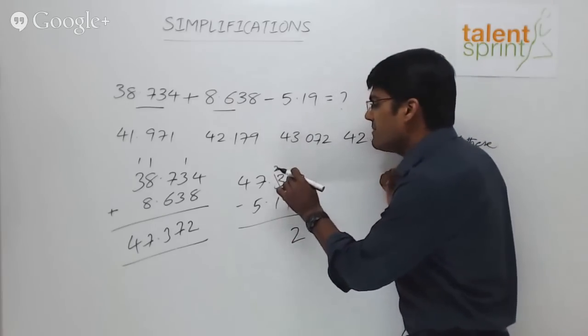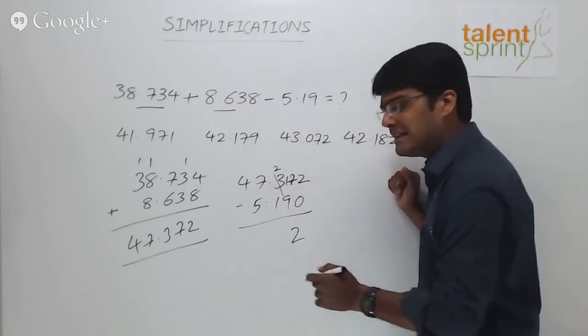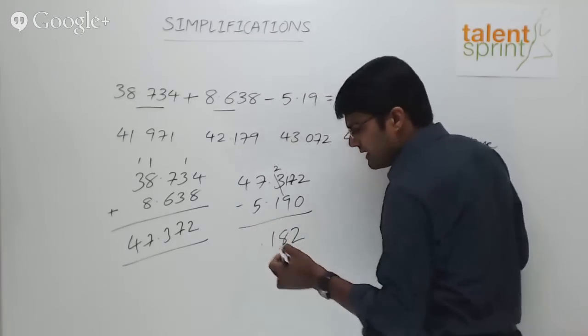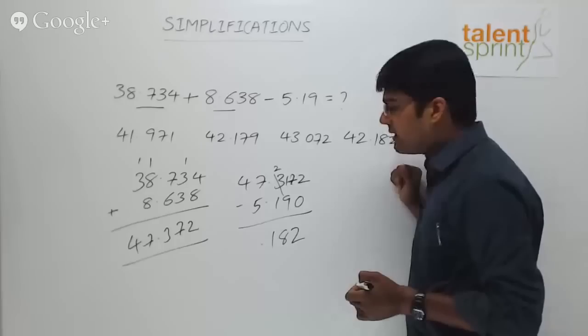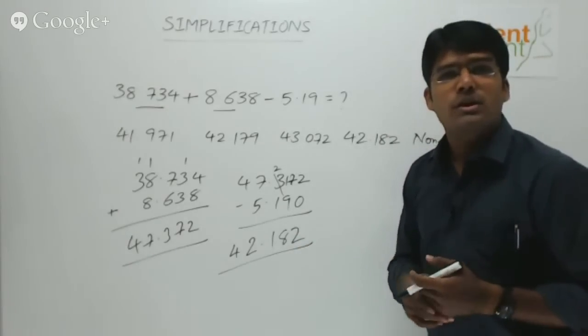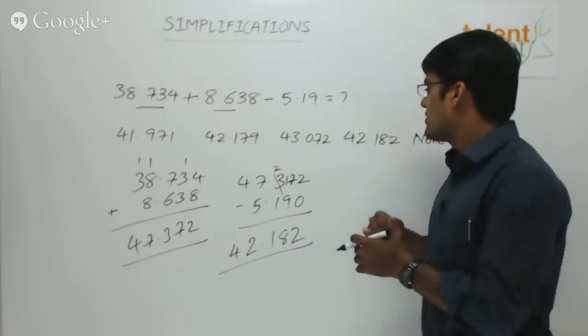So now it is 17 minus 9. What is 17 minus 9? 8. Then next 2 minus 1 is 1. Then the decimal there. 7 minus 5 is 2. 4 minus 0 is 4. So 42.182, which most of you have got, right? 42.182. So good that all of you have got the right answer.